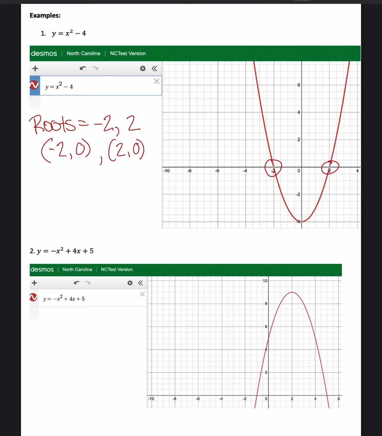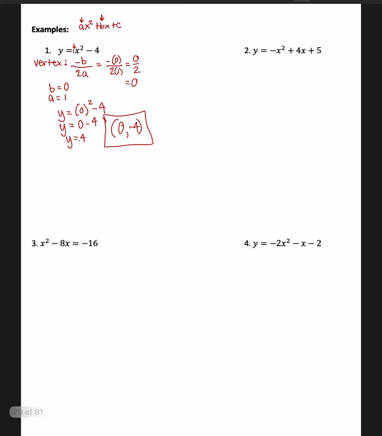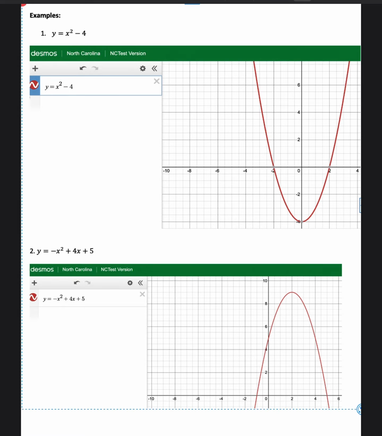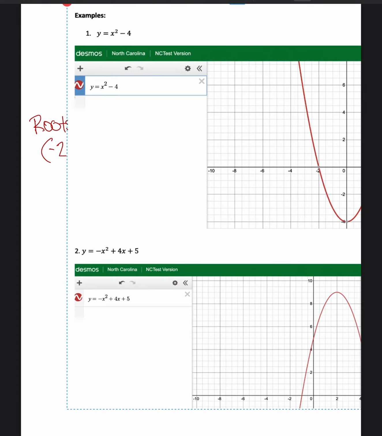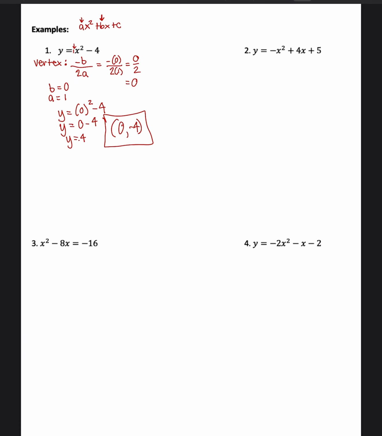And then if we wanted to check our vertex, we said our vertex was supposed to be at 0, -4, and if we look at the picture of our graph, our vertex is at 0, -4, so our vertex was correct. Okay, so we're going to go ahead and go to the next one.